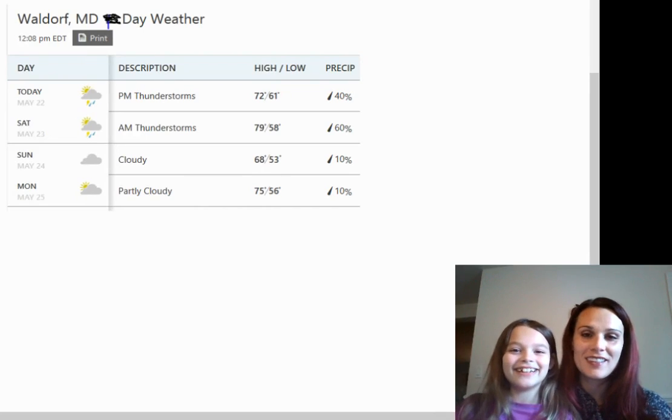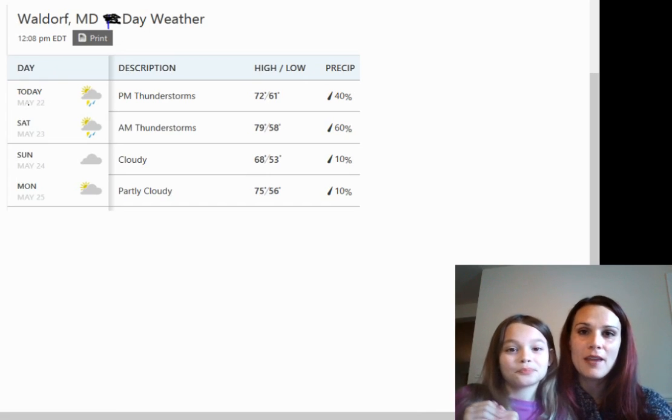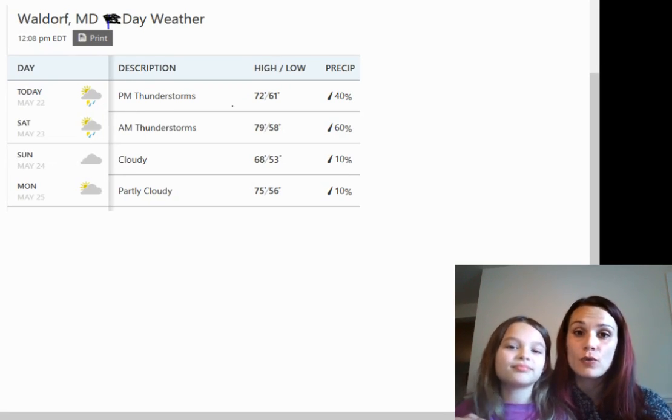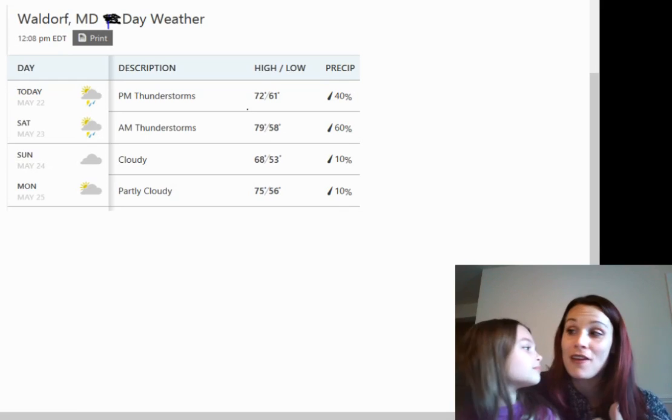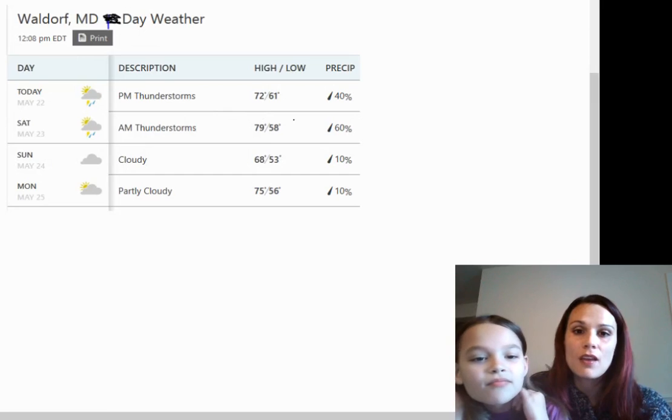This is Samantha. So for today's weather, today, May 22nd, we have PM thunderstorms. So sometime this afternoon, it may storm. The high temperature is going to be 72 degrees, really close to my favorite temperature. The low is going to be 61, so we're still staying fairly warm.